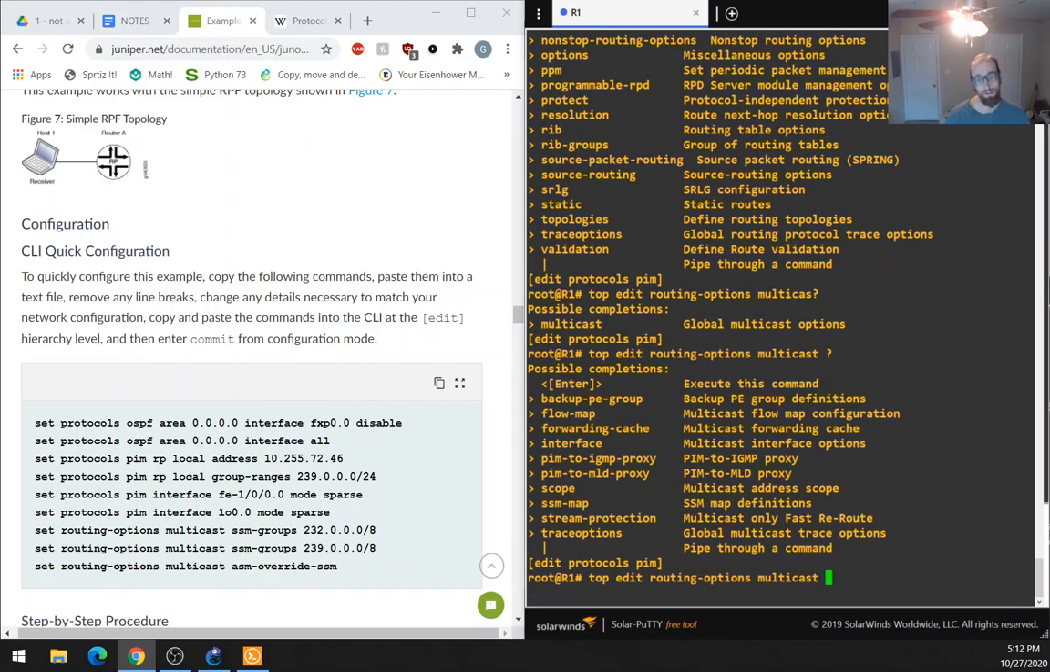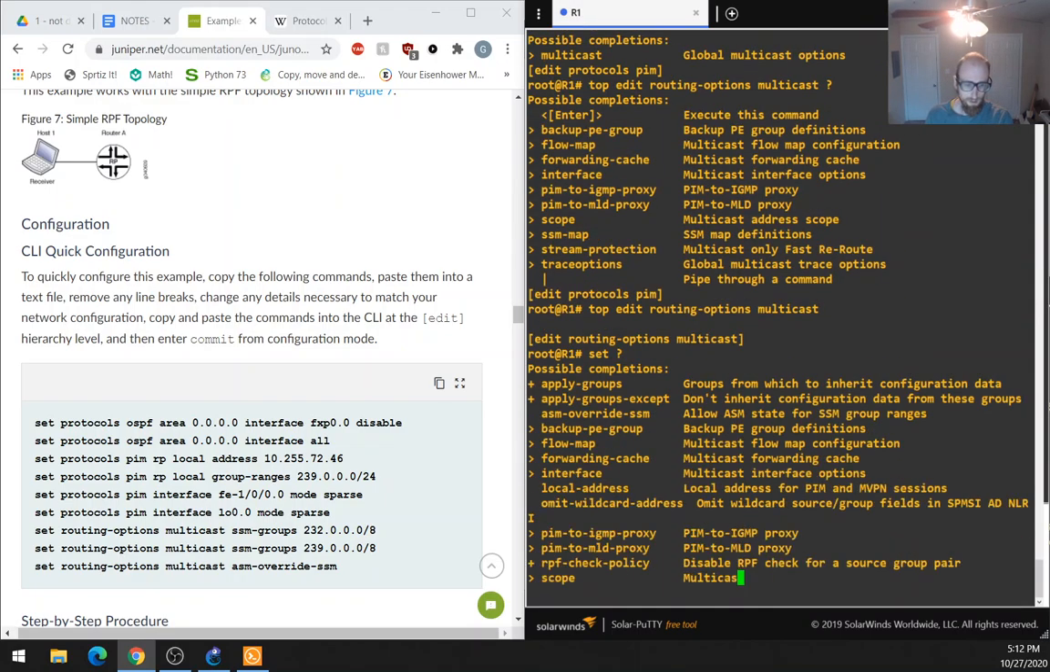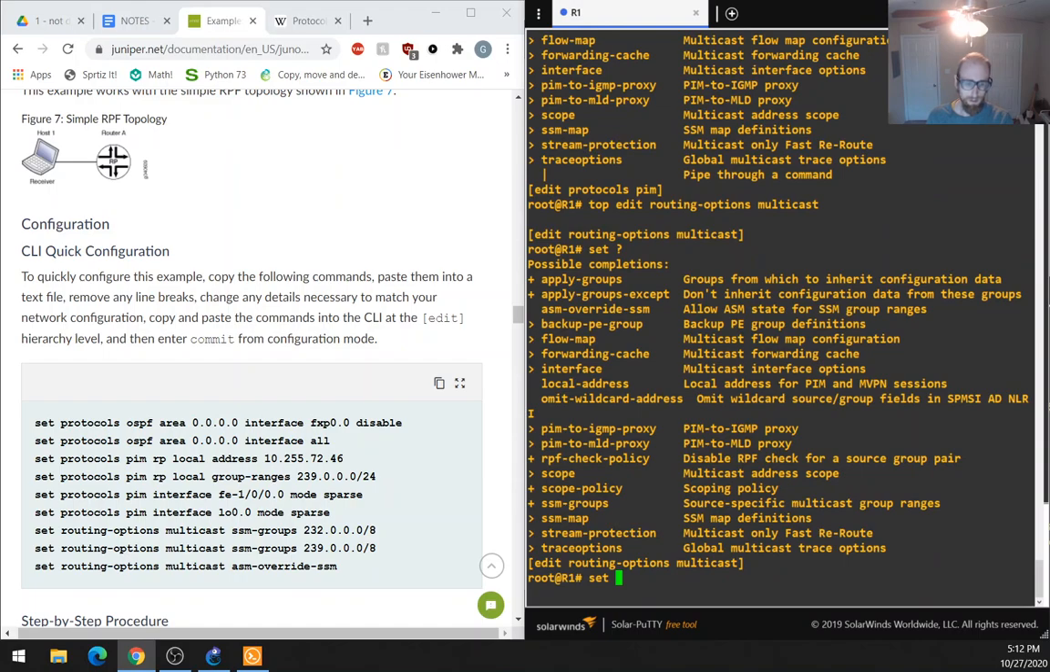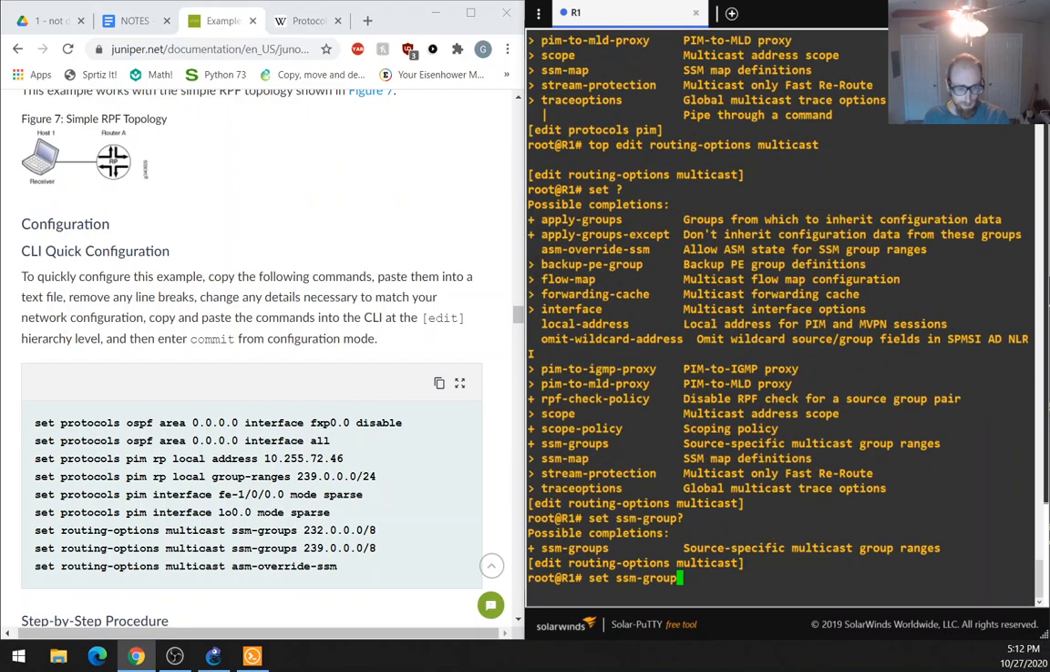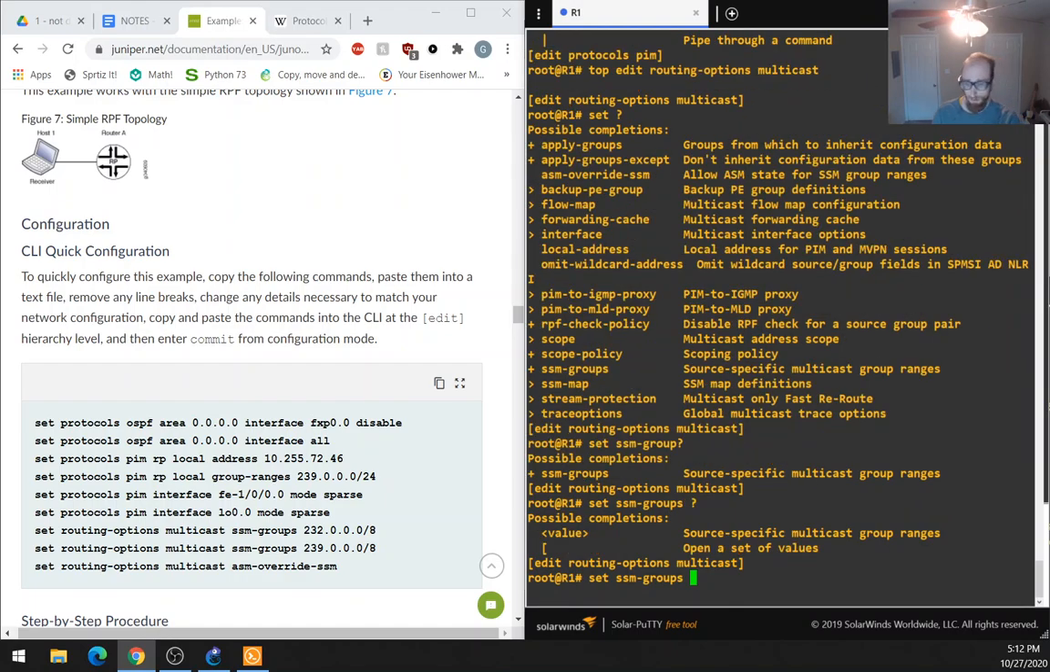We can create an SSM map. We can enable trace options. We can set the scope, but we're going to be creating an SSM group. Oh, but I'm in edit mode, so that's probably only available in set mode. Yep, so set SSM groups. Yep, so specific multicast group ranges. So we've got to set our ranges. Looks like we can set both of them at the same time.